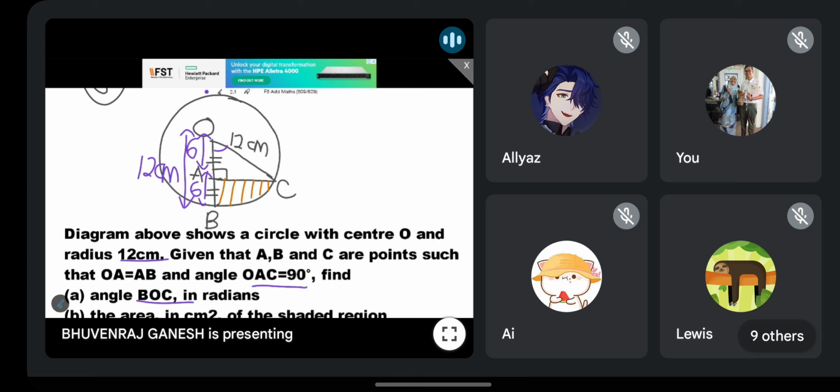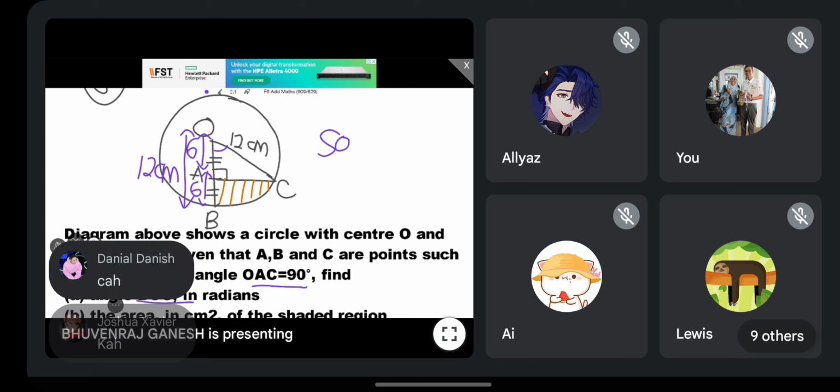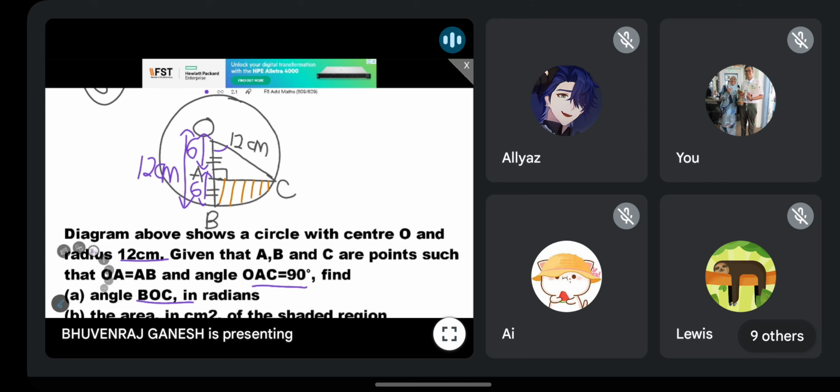Okay, guys, how to get BOC? What is the concept? So what will you do to get BOC? So, soh cah toa? Which one? So anyone? Which one you use? Yes, you use cos. Okay, correct. 12 hypotenuse, OA is adjacent. Okay, so that's why you use cos theta.